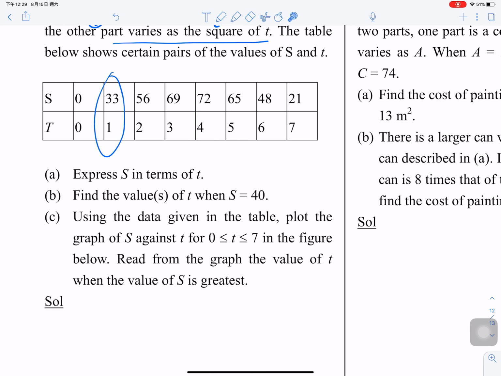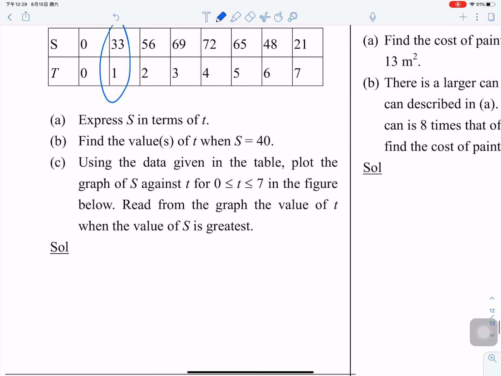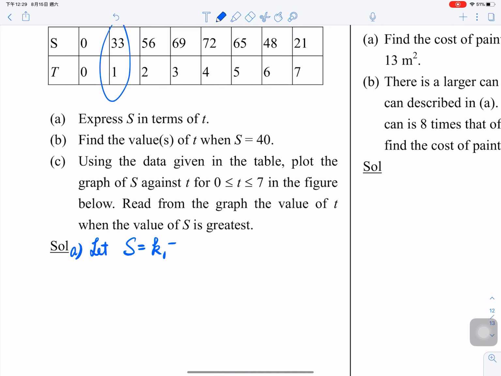Okay, so let's start. Part A, you need to write the relation between s and t. Partly s varies as t, so s equals k1 t, and partly s varies as the square of t, so k2 t squared, where k1, k2 are non-zero constants. Okay, so now you can solve it.